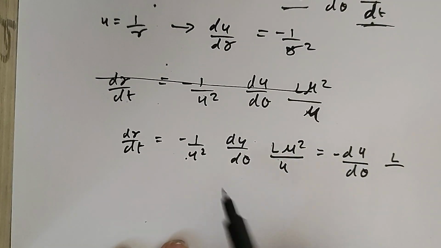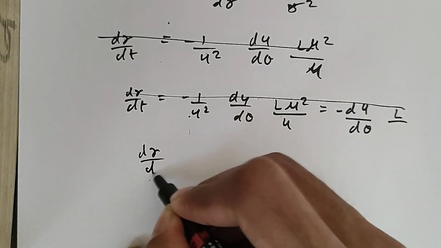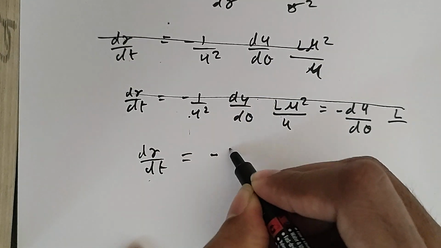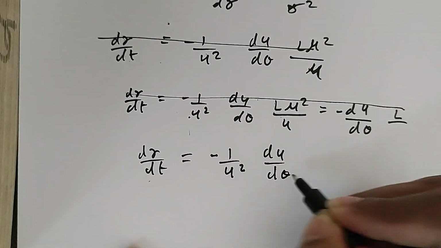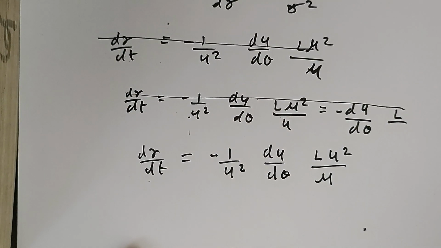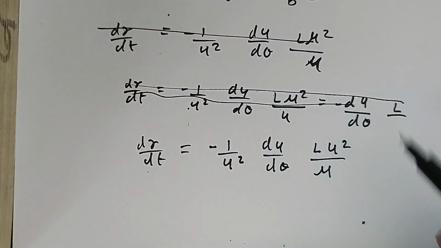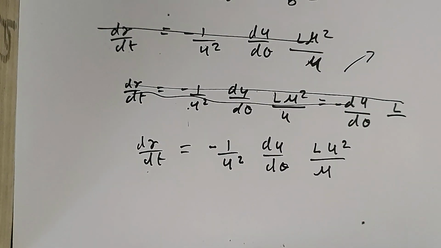Okay, so I got my mistake. It's dr by dt, and it's minus 1 over u square du by d theta. It's L u square upon mu. I'm sorry, I'm terribly making this mistake. I made the same mistake in the notes. Please correct it.